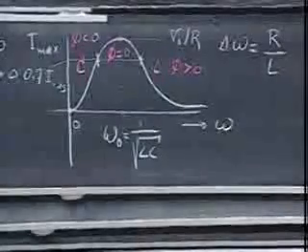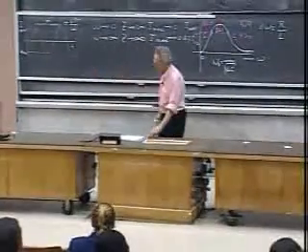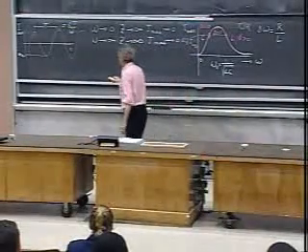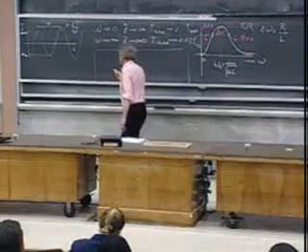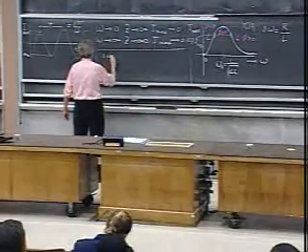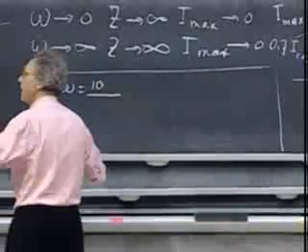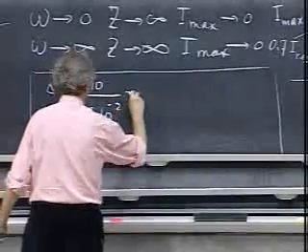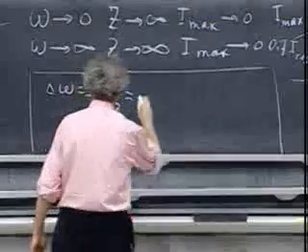So if we look at delta omega, for the numbers that we have there, the numbers of the transparency, we have delta omega would be R, which is 10 ohms, divided by 5 times 10 to the minus 2, and that is about 200 radians per second.